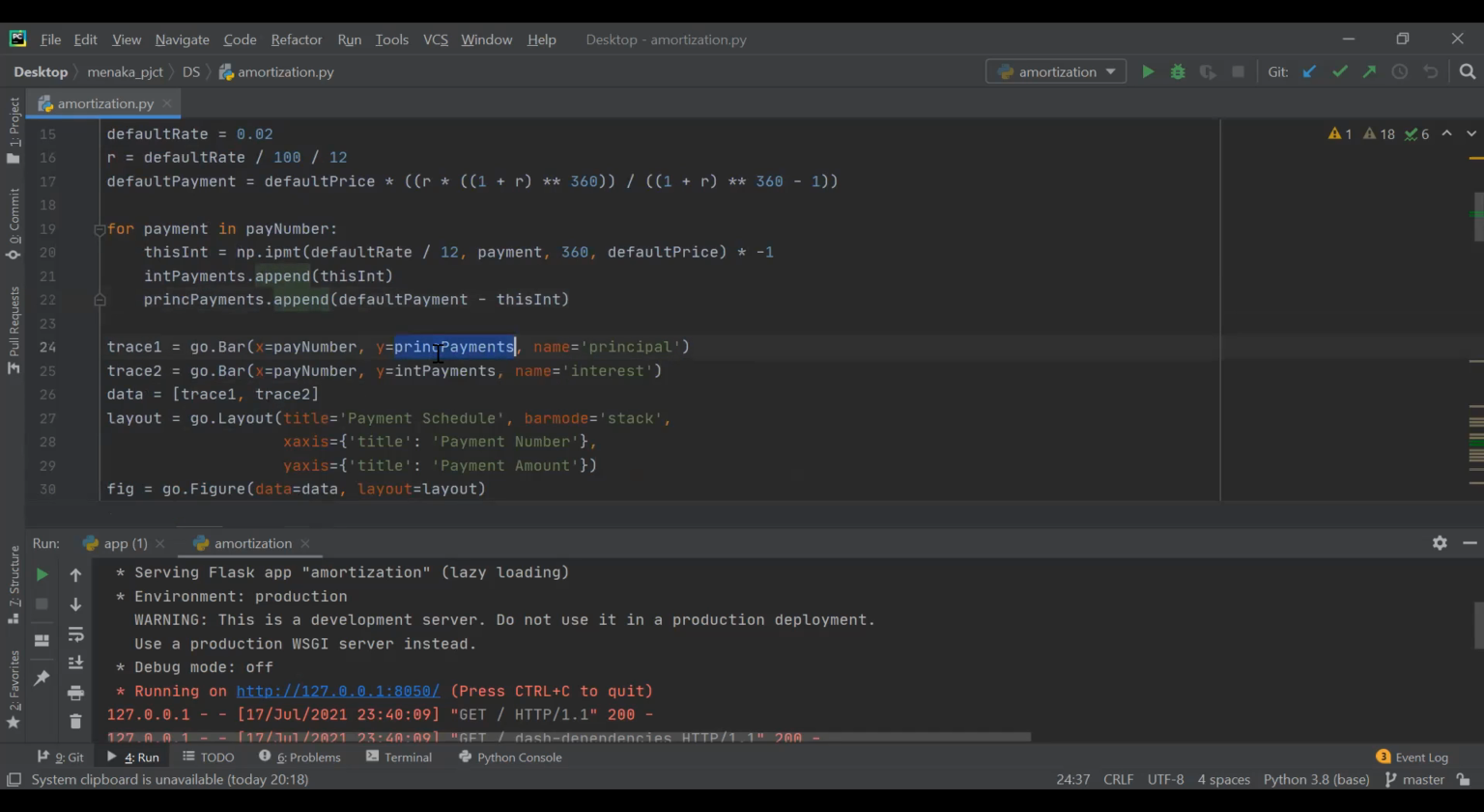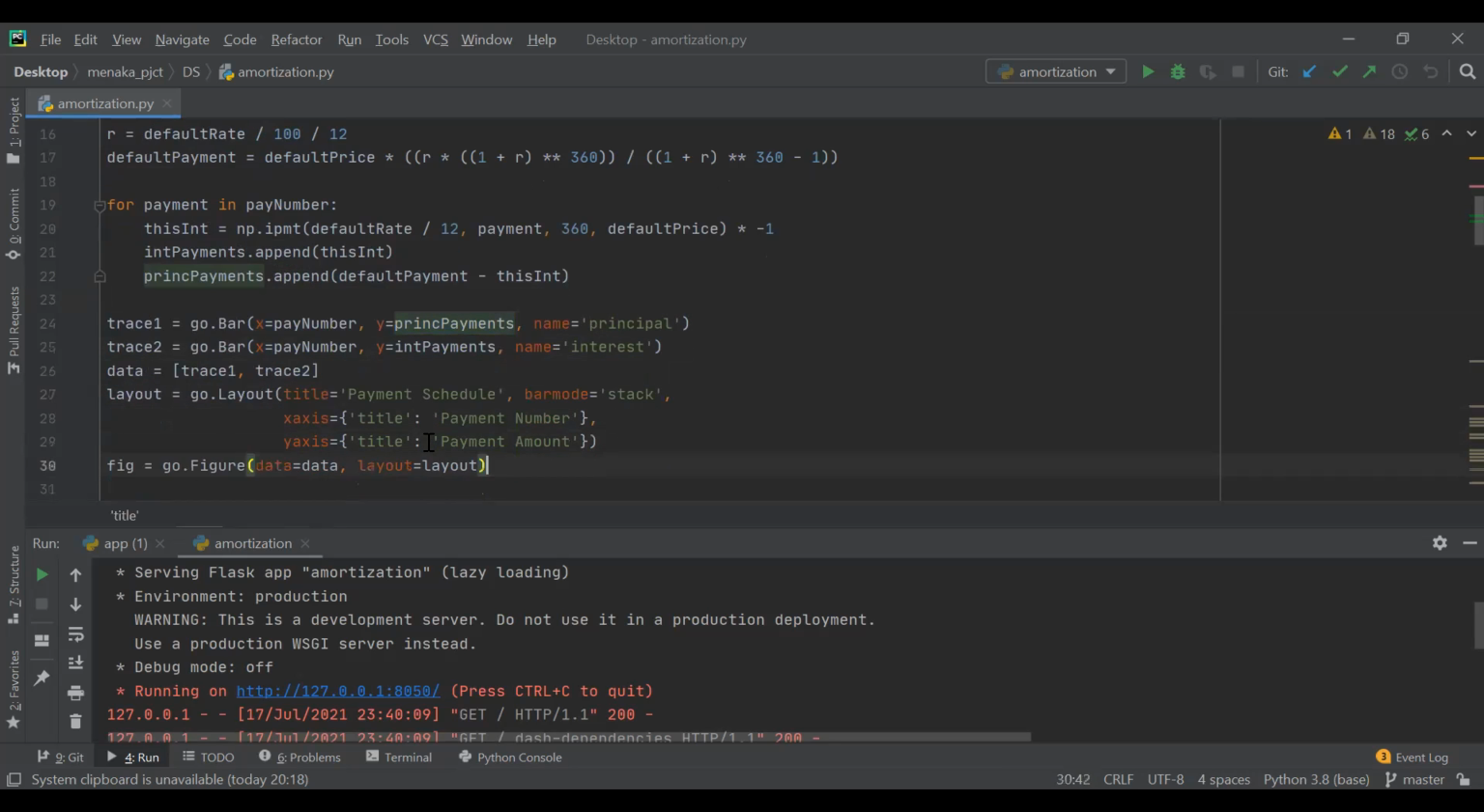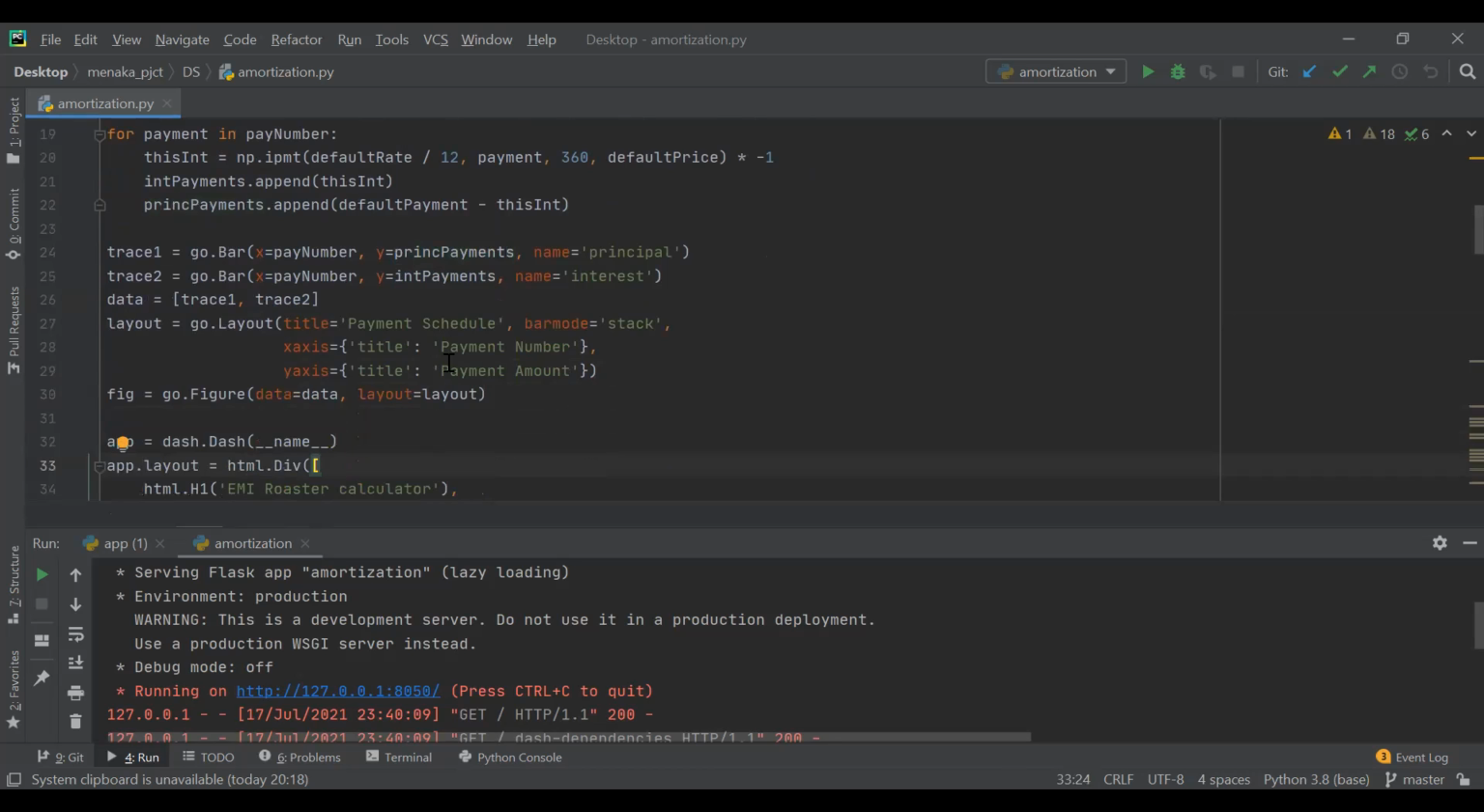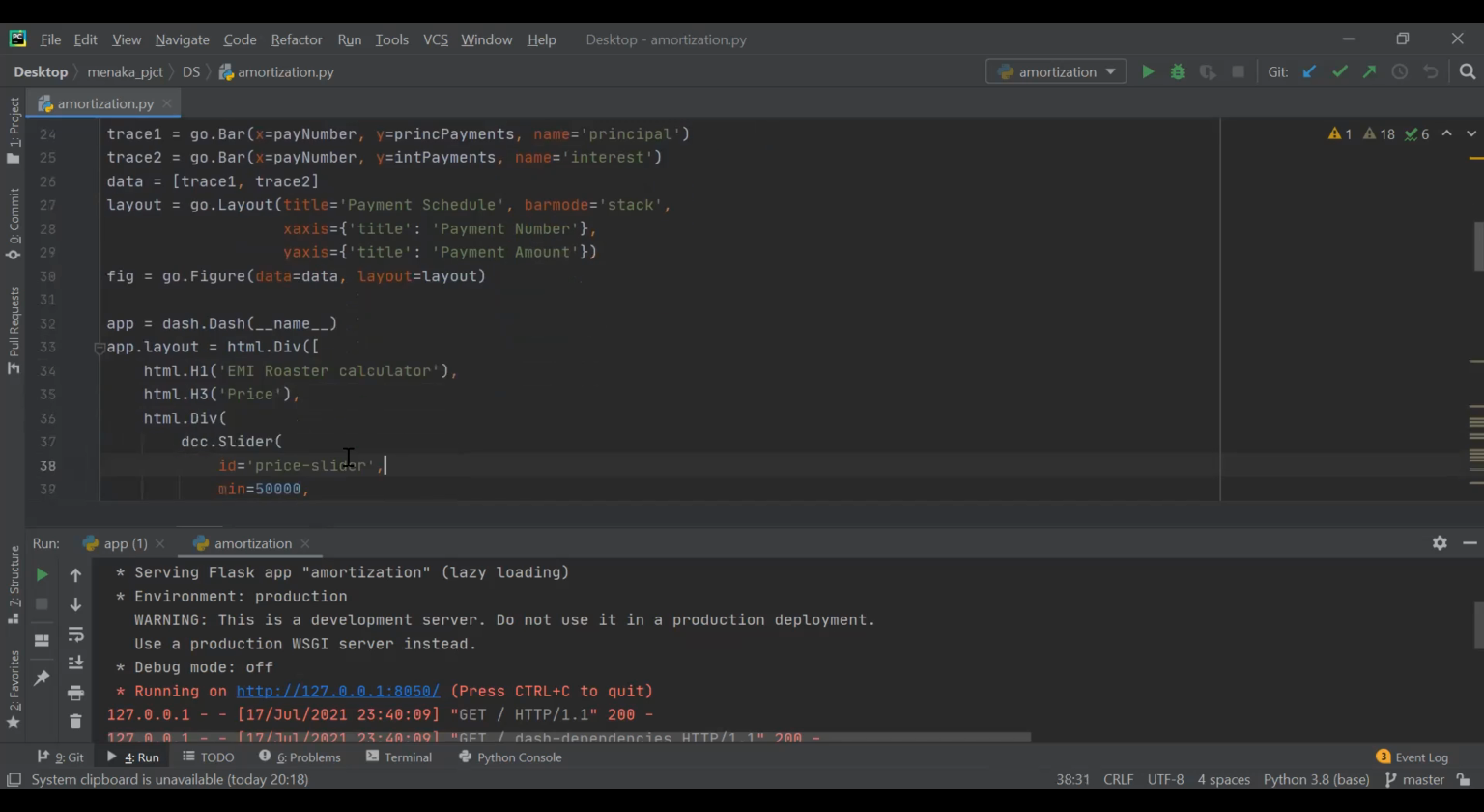And then here I am going to plot the graph. In the x-axis I have taken the payment number, which is how many months I will be paying, and in the y-axis I have taken the payment amount, how much principal amount and interest amount I am paying every month. So with that, I am going to plot the graph.